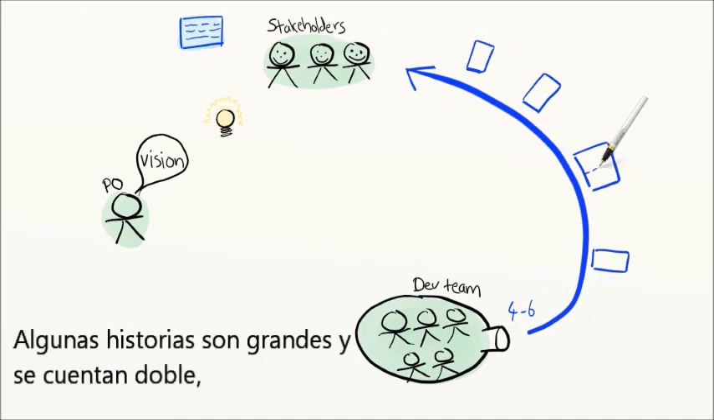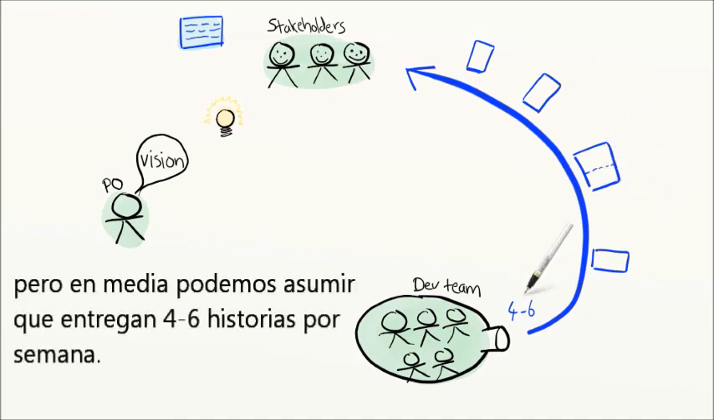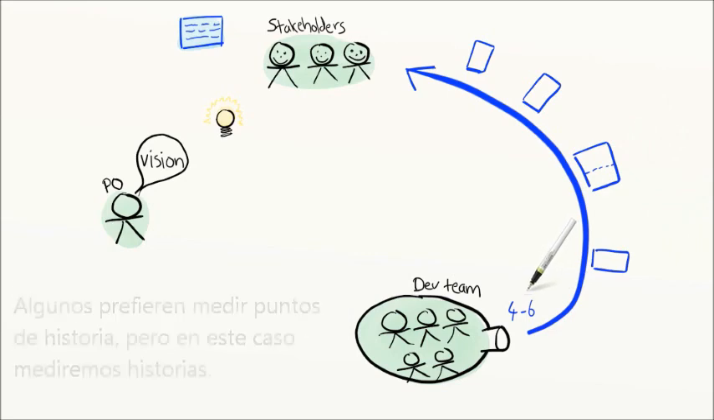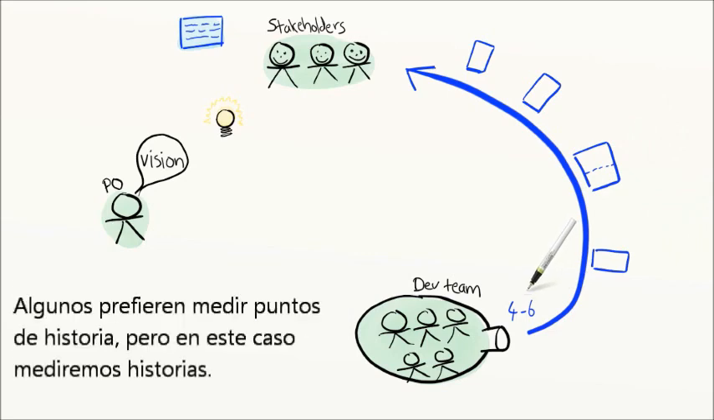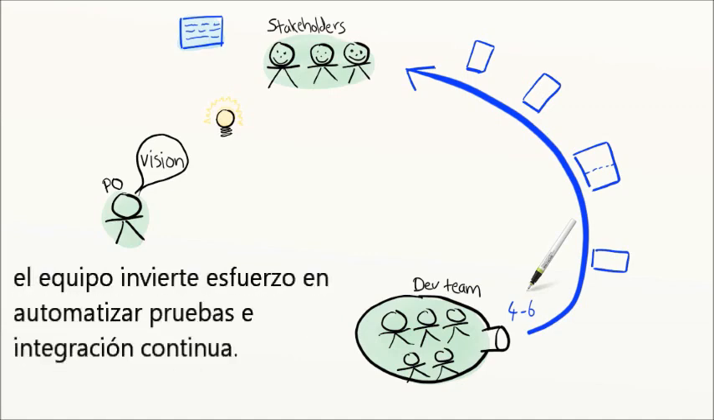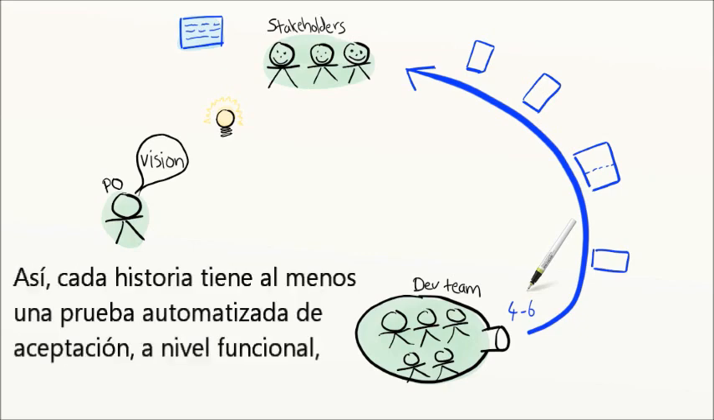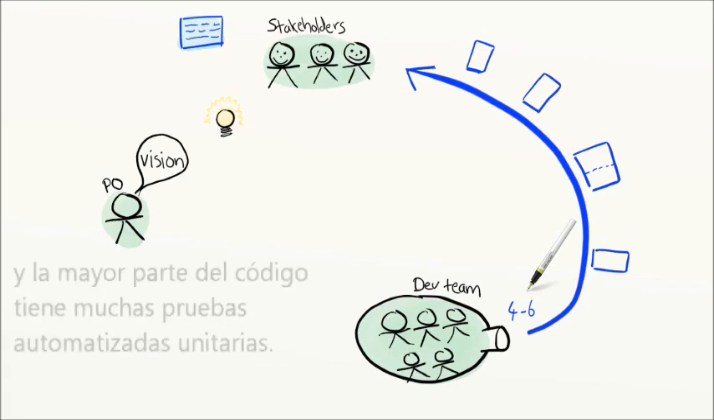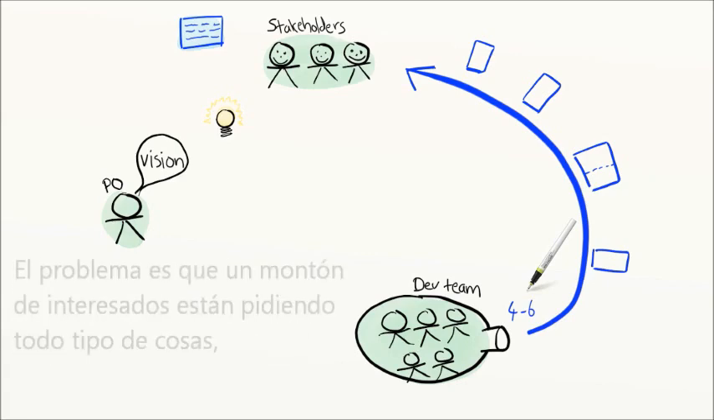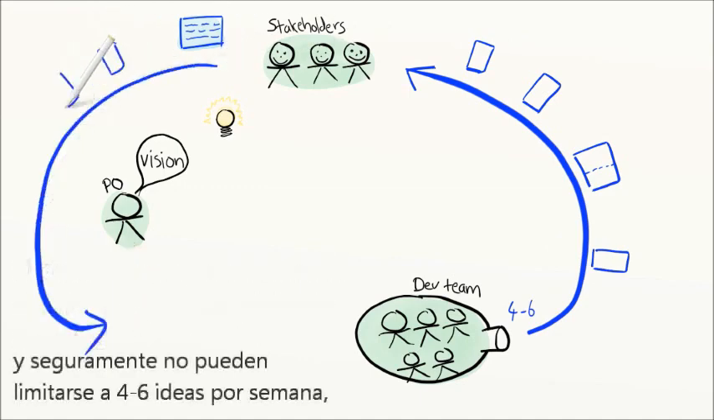Some stories are big, so they count as 2. Some are small and count as a half, but all in all, it adds up to about 4 to 6 stories per week. Some people call these story points, but I'm just going to call them stories per week. In order to maintain this pace and not get bogged down by manual regression testing, the team invests heavily in automated testing and continuous integration. So every story has at least one automated acceptance test at the feature level, and most of the code has automated unit tests.